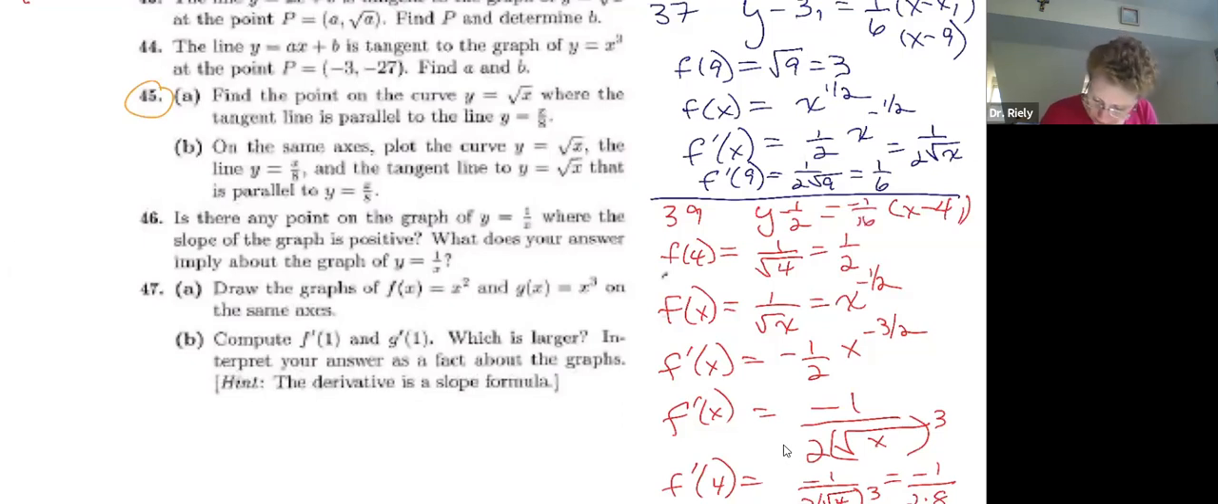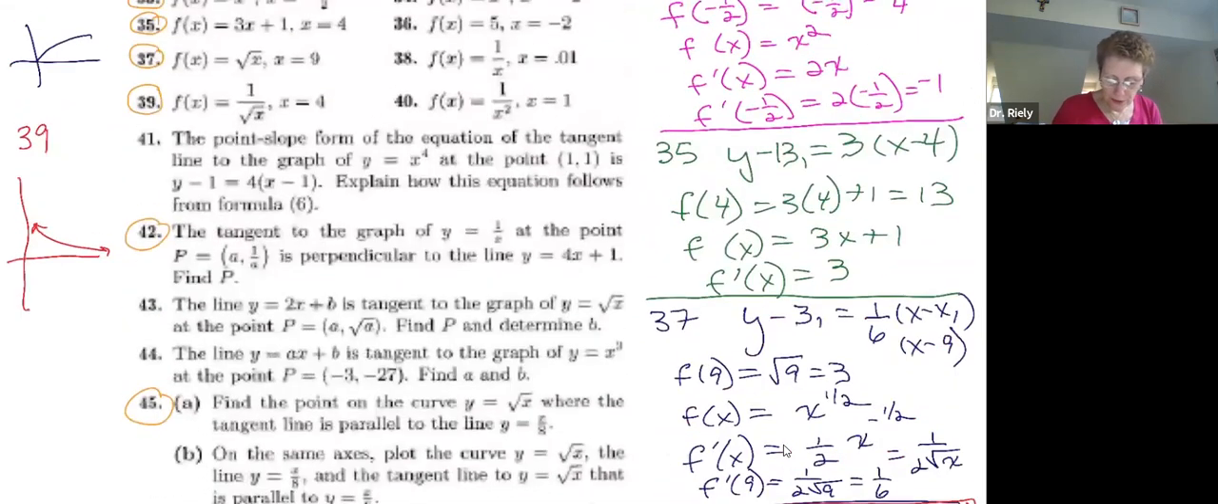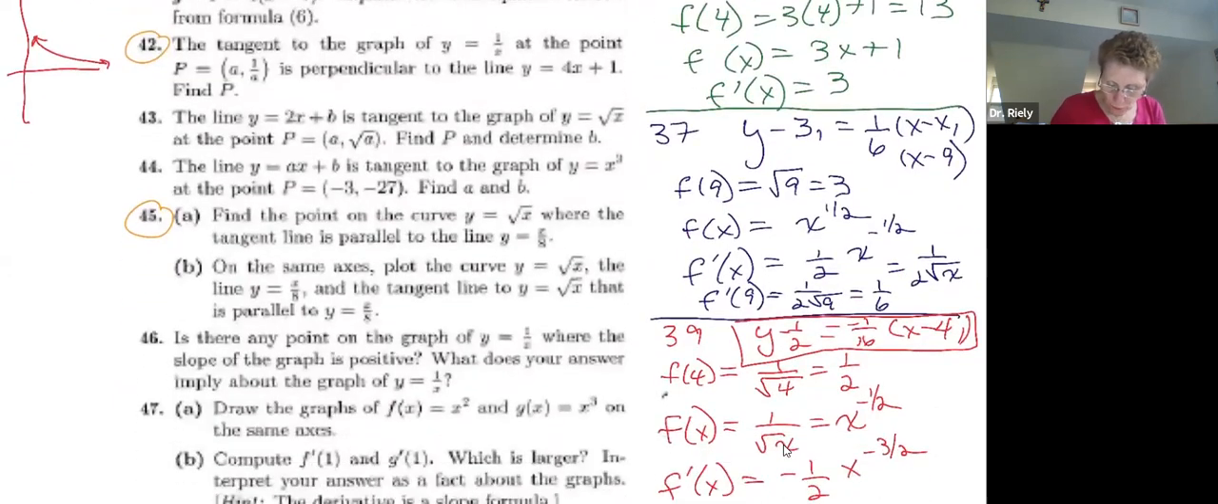I know it looks like I'm writing pretty small. And that is that answer right there. Okay, so we got rid of all the basic ones. Now we're ready for some challenge. So 42, let's read it and then I'll work it up down below.